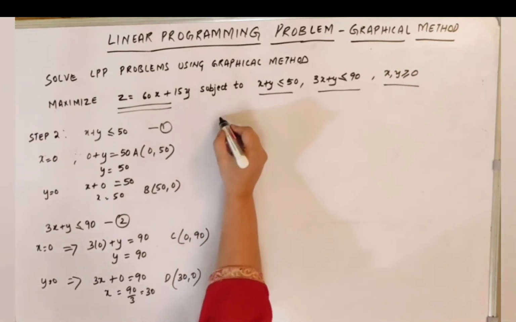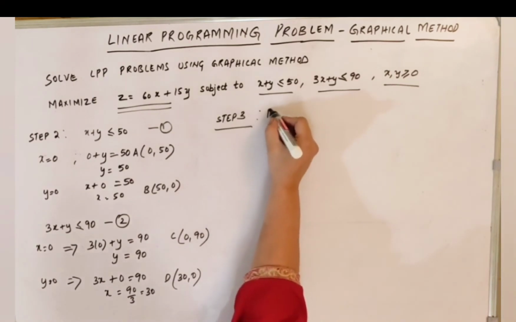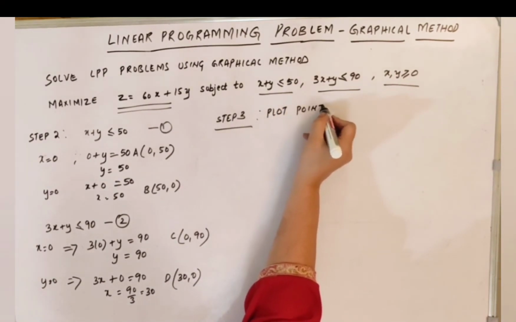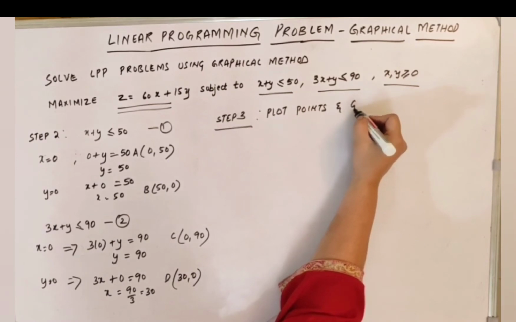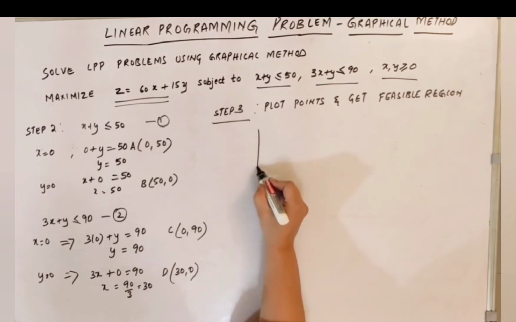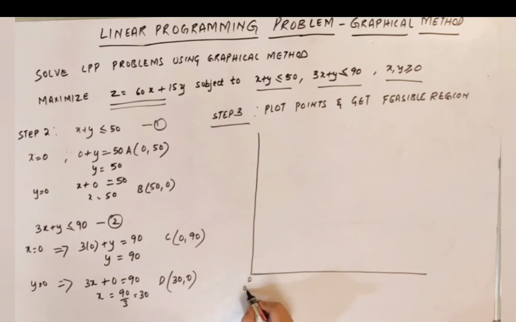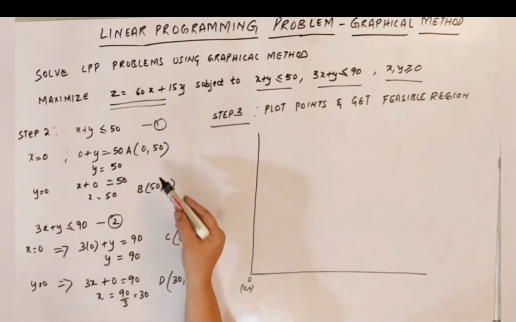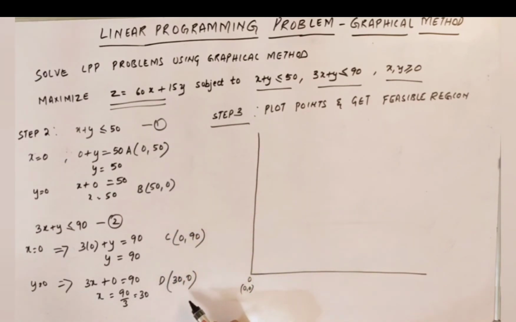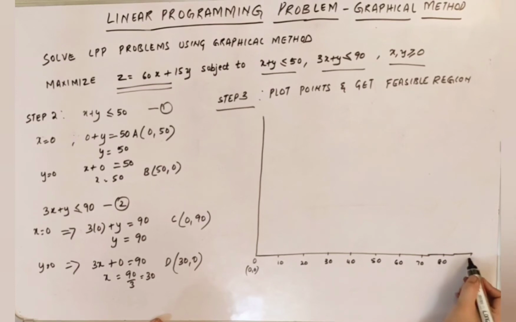Now step 3. Step 3 is to plot these points. Plot points and get feasible region. So roughly I'm going to draw this graph. So let this be an origin or O, which is 0, 0, right? So the points are 50, 90, 30. Okay, let's take units of 10. 10, 20, 80, 90.